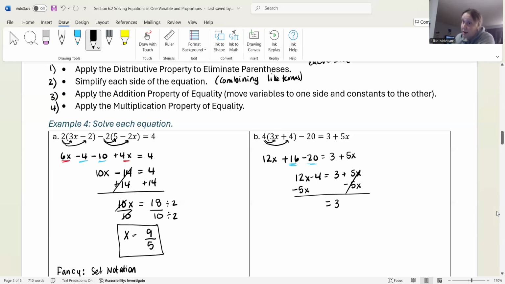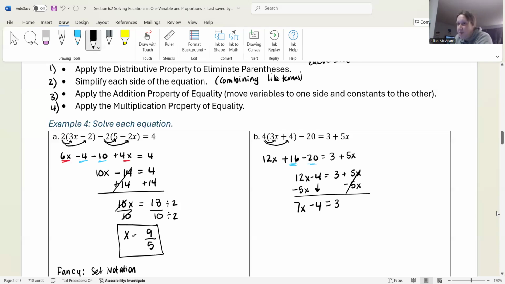Okay, just know why they cancel. And then on the left, we have 12x minus 5x. That would just be 7x. And then don't forget you got this minus 4 to drop down. So we have 7x minus 4 equals 3, which is great. We got all of our variables in a single term. Now we want to get all of our constants in a single term on the other side of the equation from the variable term.